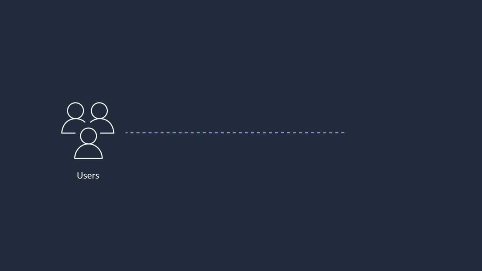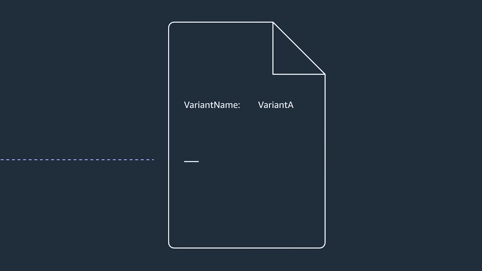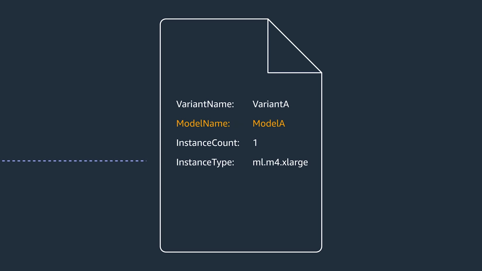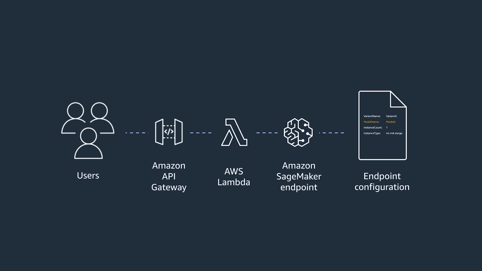Before talking about the architectural patterns, let's talk about the basic setup for this scenario. The first step is creating an endpoint configuration in Amazon SageMaker. In this configuration, you add information like the name of your model, how many instances you want to use to serve your model, and the type of them. Besides, you have to create your Amazon SageMaker endpoint. Consumers of the model can use this endpoint to make real-time inferences. A common way to reach that endpoint is using an Amazon API Gateway and an AWS Lambda function.